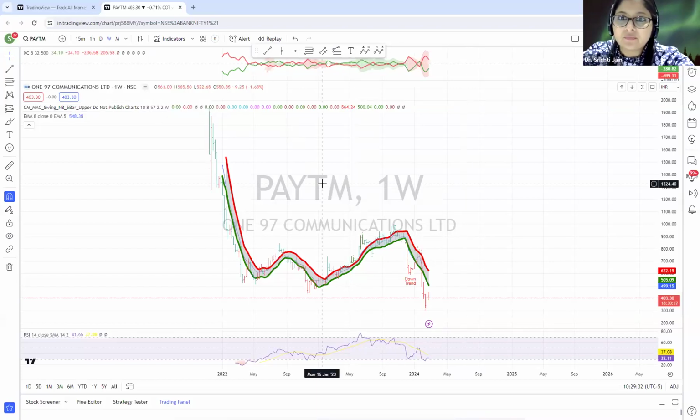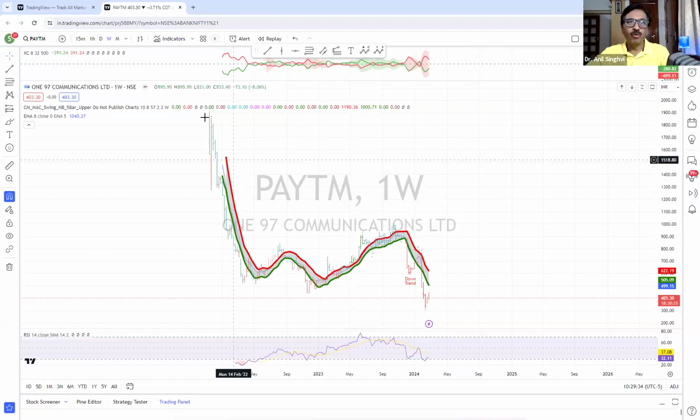Right, sir. So Paytm में problem क्या होता है? ये जो fall था ना, ये fall था यहाँ तक. Then this was certainly a move which was not impulsive. You can see this, and probably this was an expanded flat.